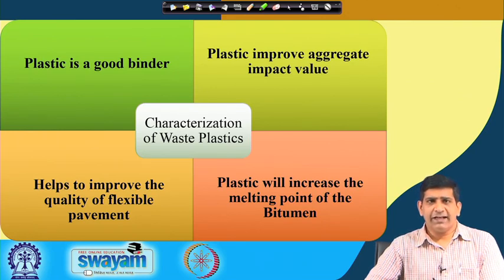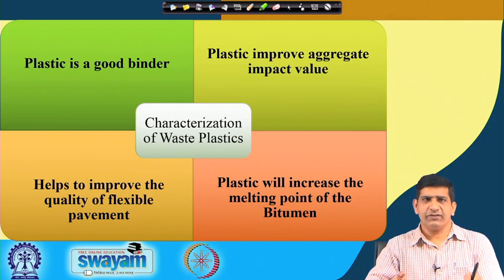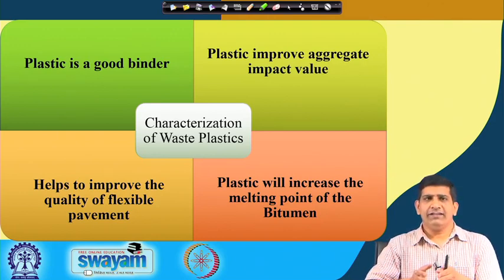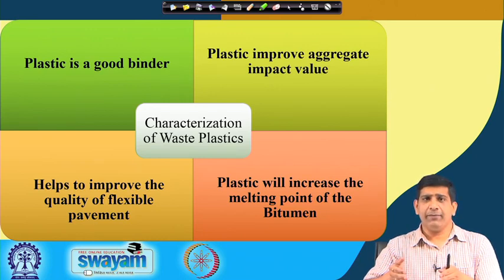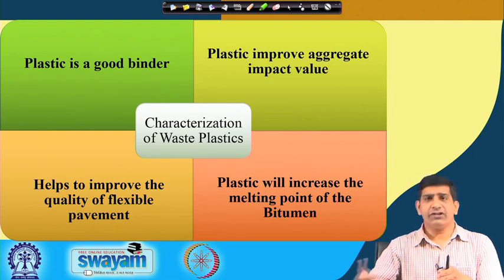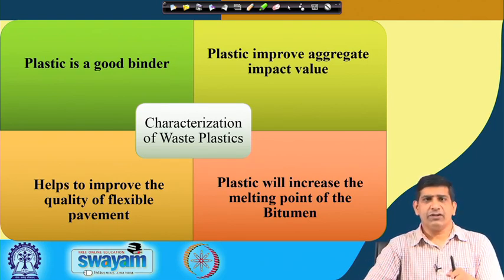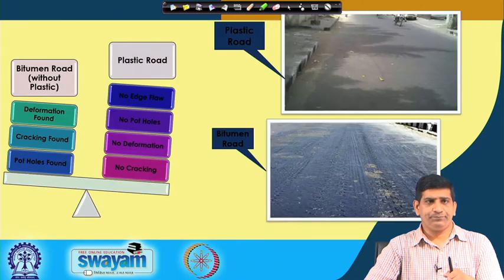It improves the aggregate impact value. It increases the melting point of bitumen, which helps to improve the quality of the flexible pavement. These are some of the salient features of why plastic waste roads are considered better than traditional roads. They have also been found to be better, as documented so far, and these are some of the reasons why.